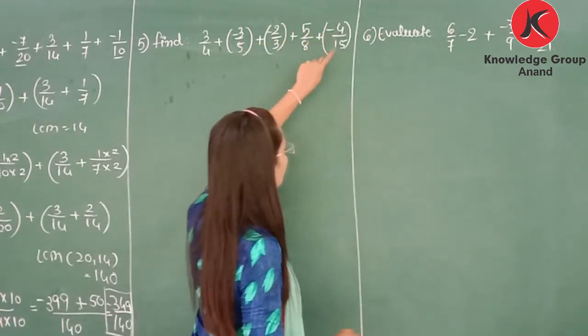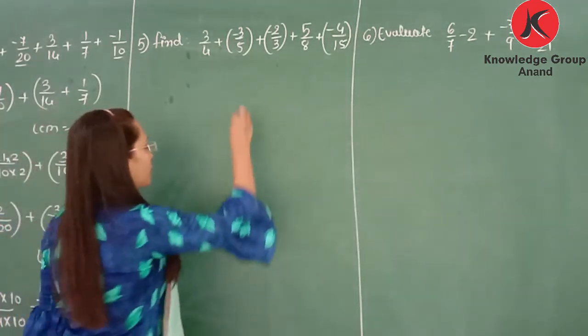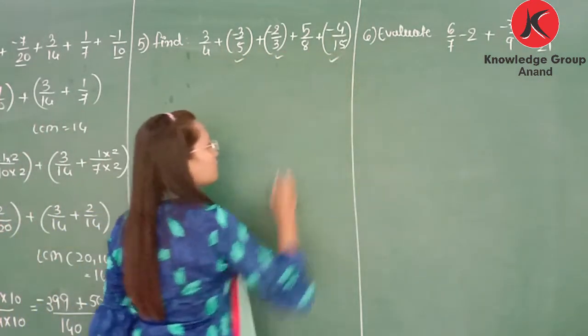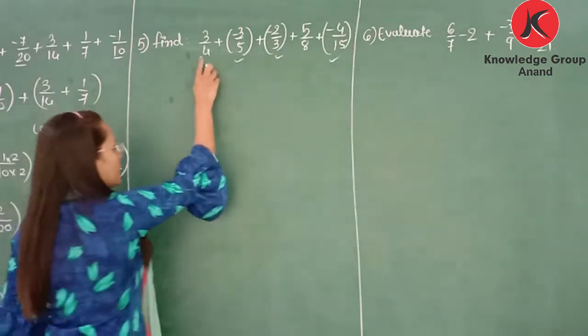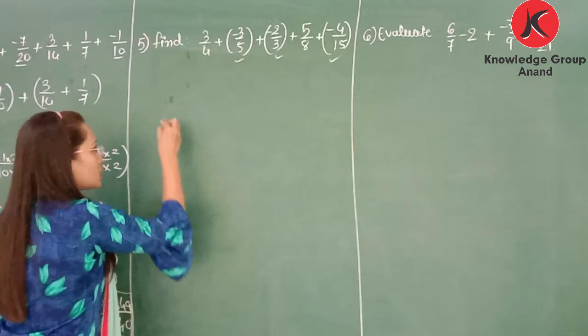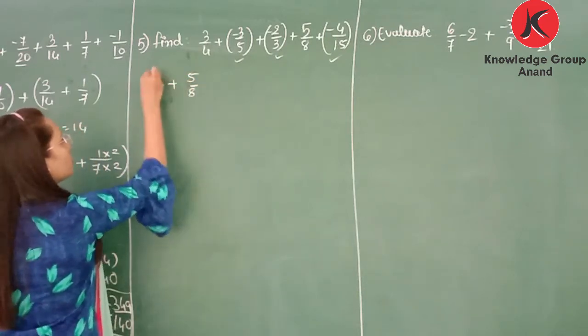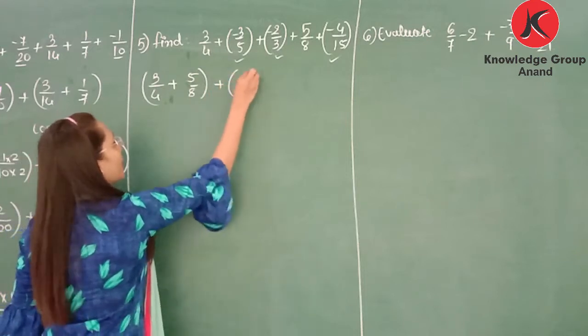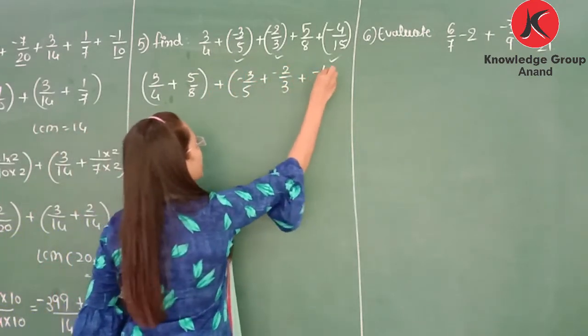Now next, find 3 by 4 plus minus 3 by 5 plus minus 2 by 3 plus 5 by 8 plus minus 4 by 15. Now here, which group can we make? We can make 5, 3 and 15, because the LCM of 5, 3 and 15 is 15 and the LCM of 4 and 8 is 8. So let's make a group of 3 by 4 and 5 by 8, and minus 3 by 5 plus minus 2 by 3 minus 4 by 15.